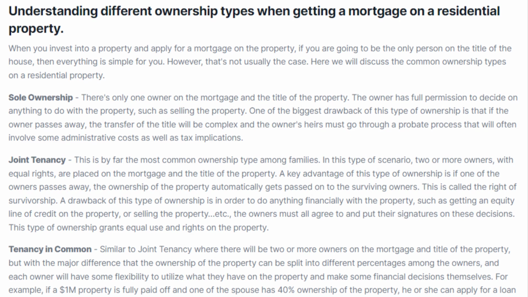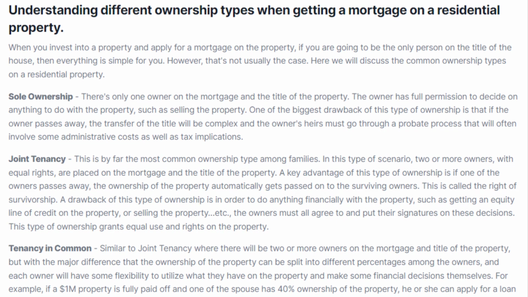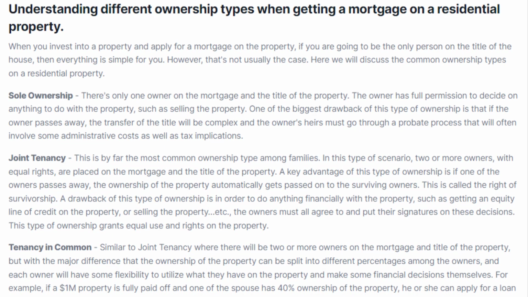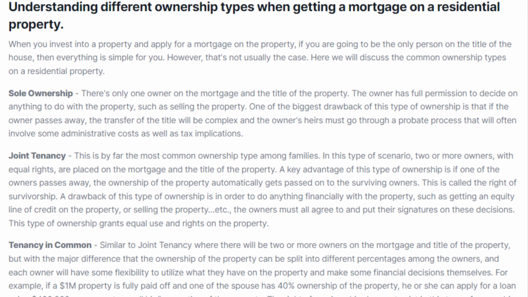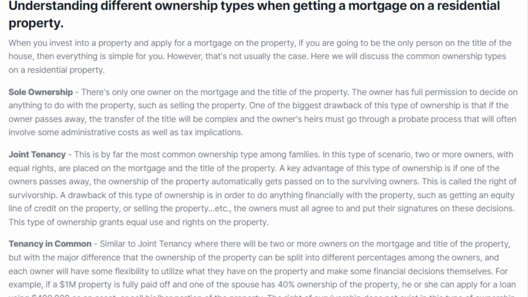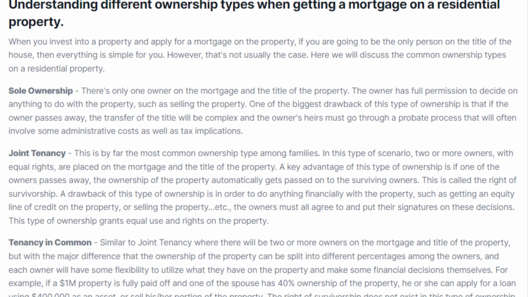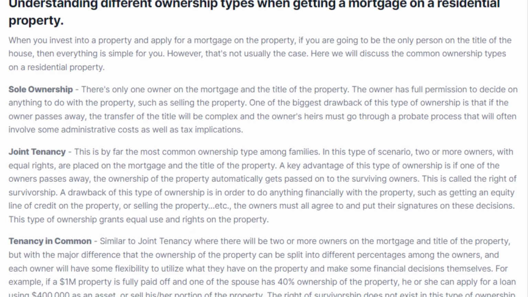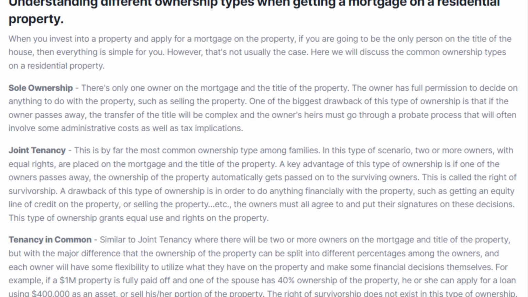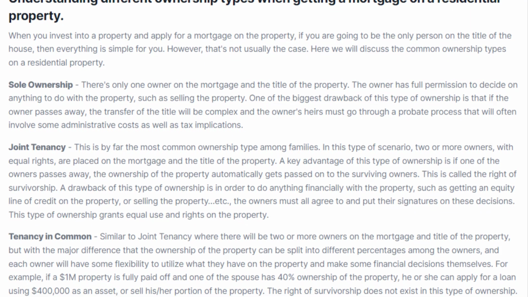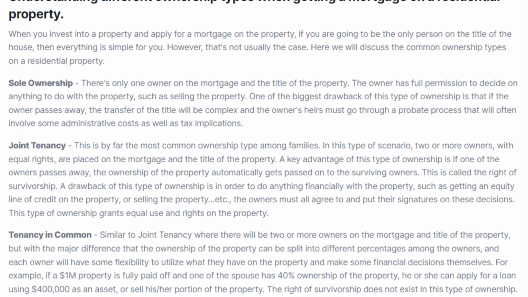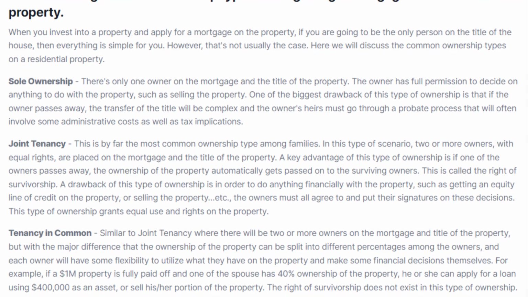First type, sole ownership. There's only one owner on the mortgage and the title of the property. The owner has full permission to decide on anything to do with the property, such as selling the property. One of the biggest drawbacks of this type of ownership is that if the owner passes away, the transfer of the title will be complex, and the owner's heirs must go through a probate process that will often involve some administrative costs as well as tax implications.